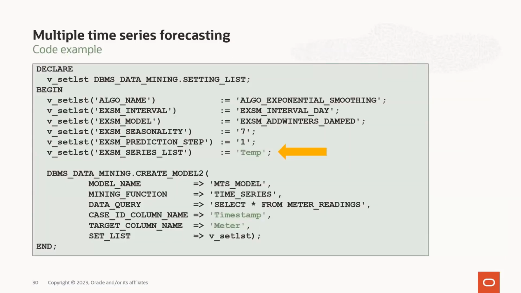Here's a code example that highlights the additional specification of the series list, where we specify the additional time series we'd like to have processed. The time series in this list will have backcasts and forecasts produced in the resulting model detail view, along with the backcasts and forecasts for the target column. But as we said, the target column will also have the upper and lower confidence bounds generated.